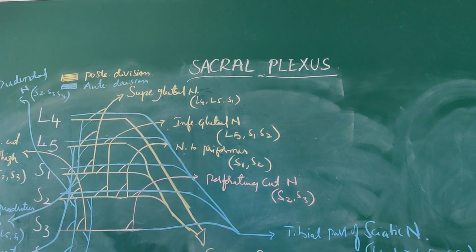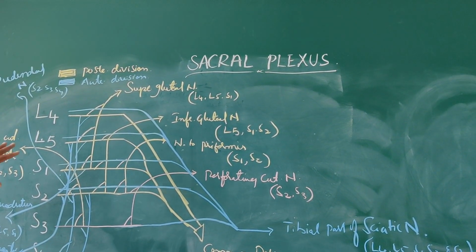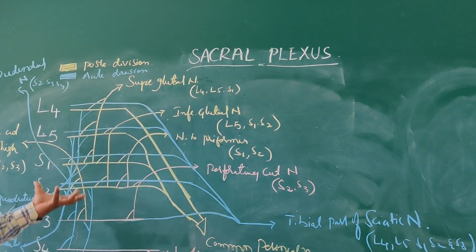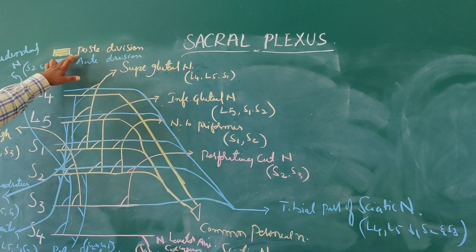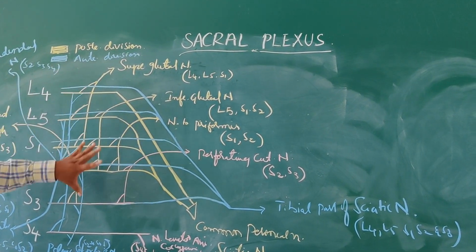So these are the branches from the sacral plexus. It looks complicated, but you can draw this diagram separately: branches from the posterior division and branches from the anterior division.